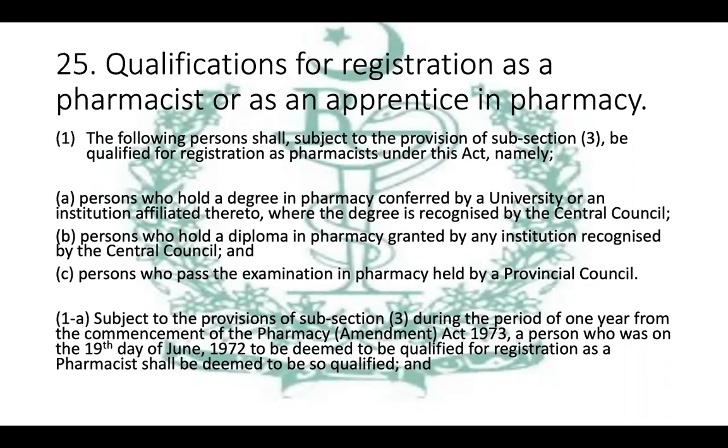So the first thing is, it must be a pharmacist who has passed the degree course, bachelor in pharmacy or Pharm D, whatever it is. Basically your course is a bachelor course, although it lasts for 5 years. So a person who has a degree in pharmacy conferred by a university or an institution affiliated thereto, where the degree is recognized. The degree which is awarded by the university must be recognized by the Pharmacy Council under its laws.